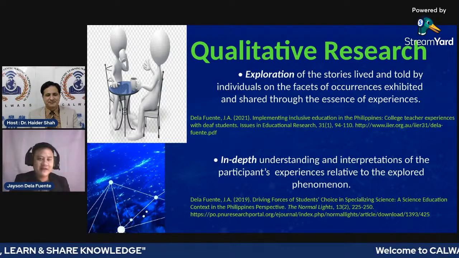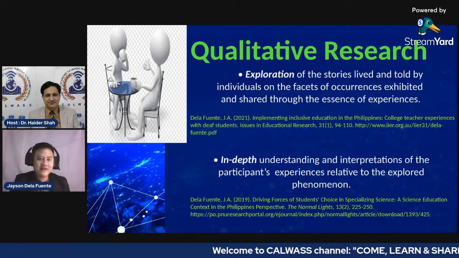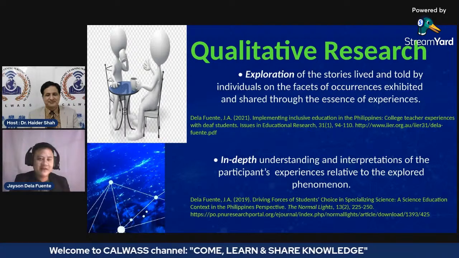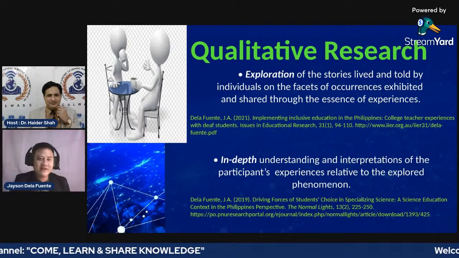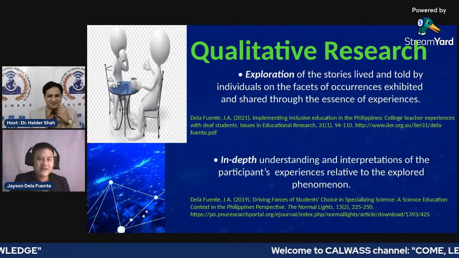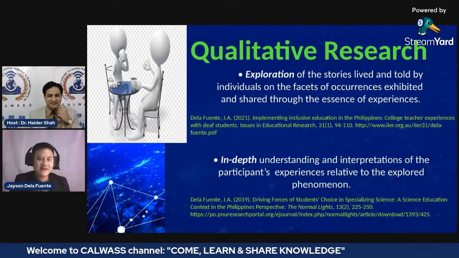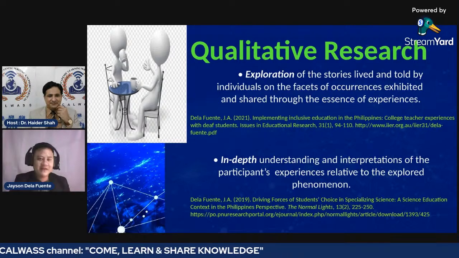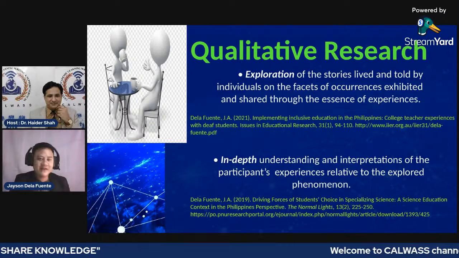Another definition about qualitative research is that it is an in-depth understanding and interpretation of the participants' experiences relative to the explored phenomenon. This was taken from my published article in 2019. Now, we have already a background on what qualitative research is all about. And I know that you have your own definition of what qualitative research is.